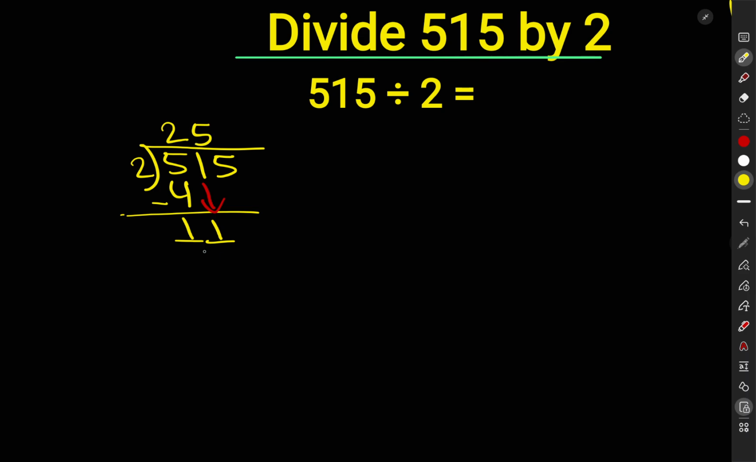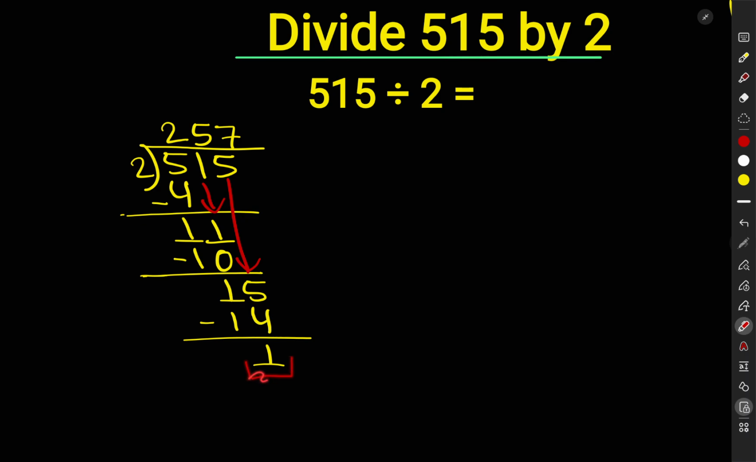2 times 5 is 10. On subtracting we get 1. So again we put down this 5 and it is 15. 2 times 7 means 14. On subtracting we get 1.